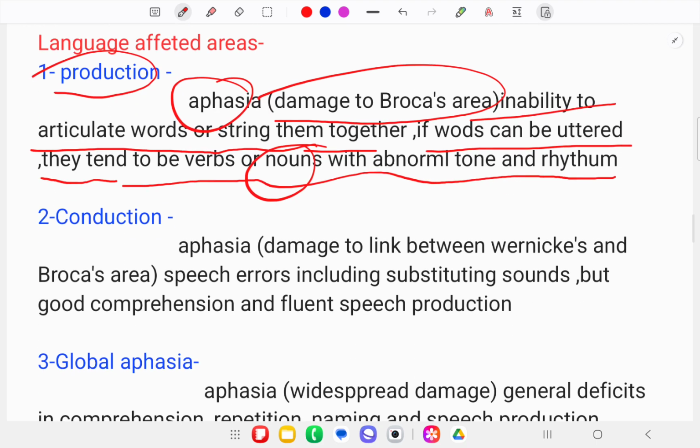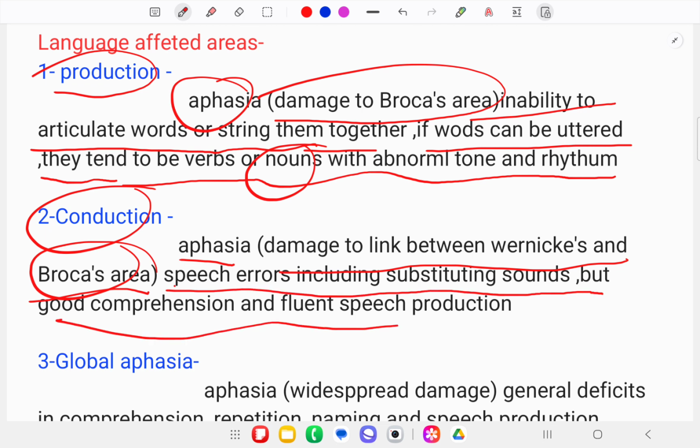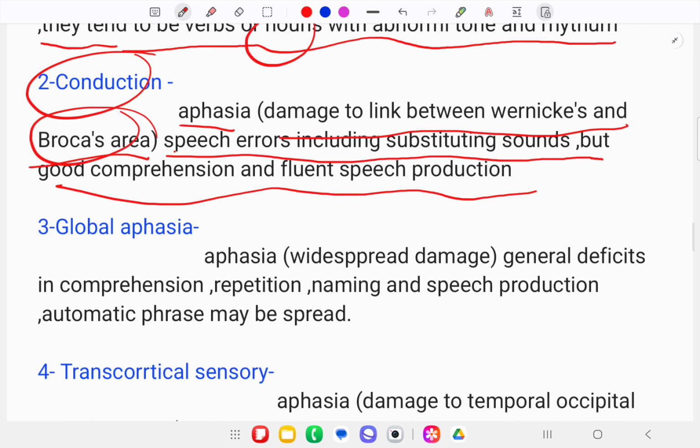Okay, when we come to the next principle, conduction. In conduction aphasia, there is damage to the link between Wernicke's and Broca's areas, a tissue known as the arcuate fasciculus that carries information from Wernicke's area to Broca's area. There are speech errors, including substituting sounds, but good comprehension and fluent speech production. Okay, meaning he can speak anything, because there is no connection between Wernicke's and Broca's areas, so he speaks fluently, but there is no clear meaning in the words.